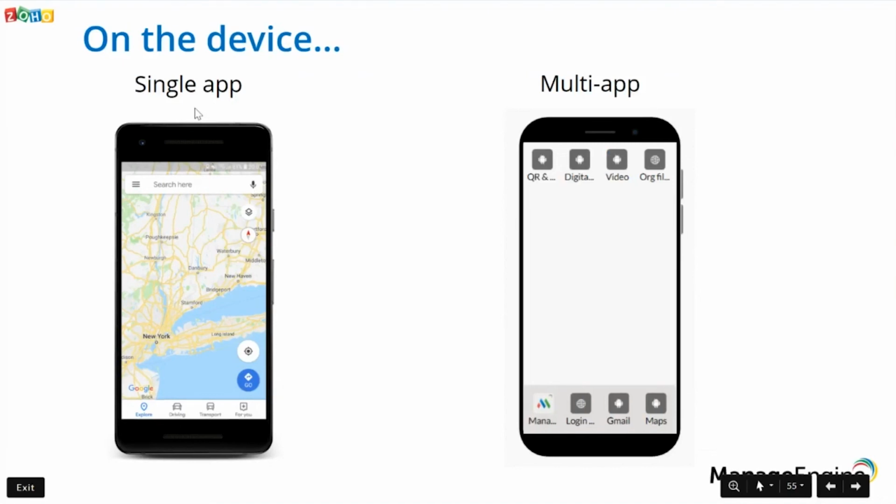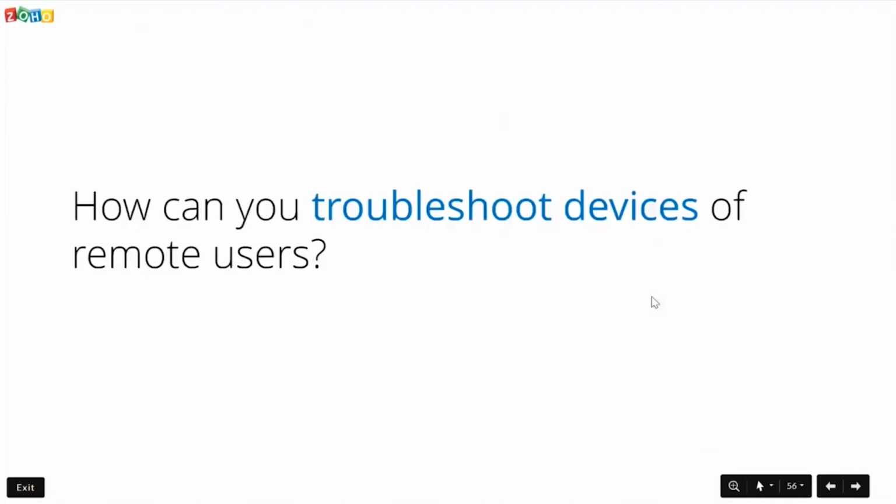On your first image, you can see a single app kiosk mode, wherein the Google Maps app is the only app that has been allowed. The user cannot exit this, nor can they navigate to any other apps or settings. On your right image, you can see a multi-app kiosk mode, where I have pinned certain apps to my dock. And apart from these applications and web shortcuts, your user cannot access anything else.